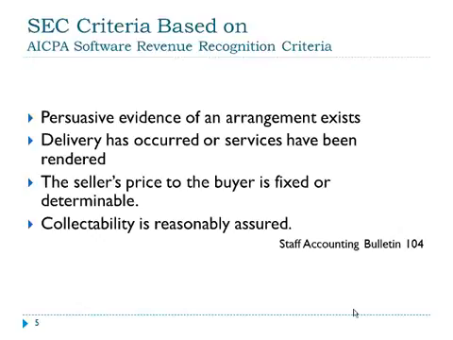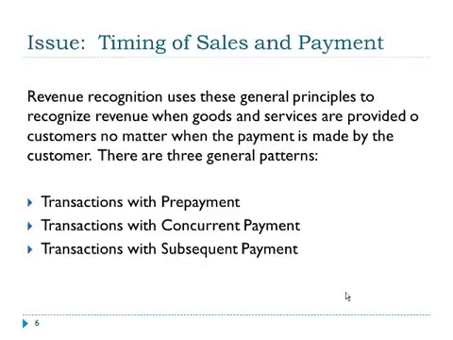Delivery has occurred or services have been rendered. This is a clearer statement of what it means for the earnings process to be virtually complete. The seller's price to the buyer is fixed or determinable. That is, we can't have an arrangement if we don't know what the amount of that arrangement is going to be. And finally, they left intact that collectibility is reasonably assured.